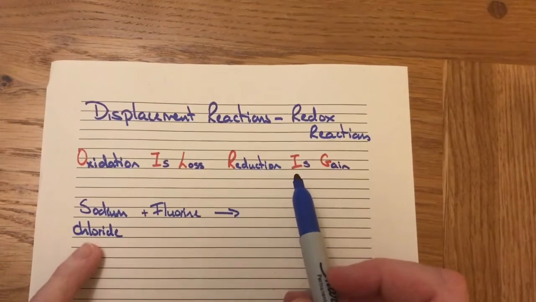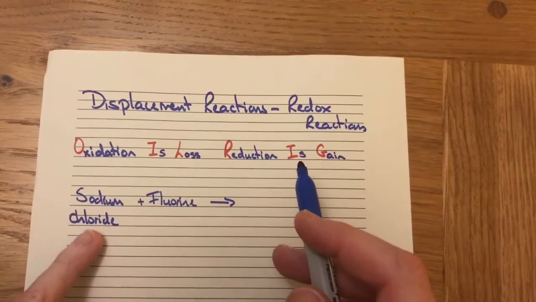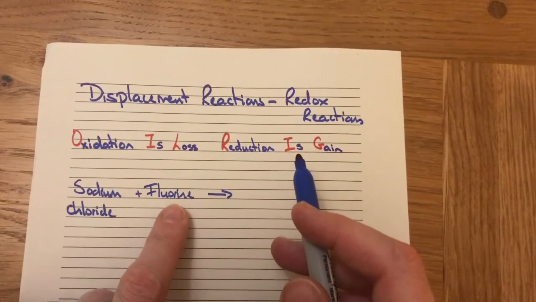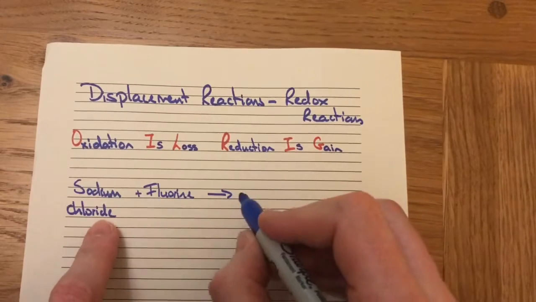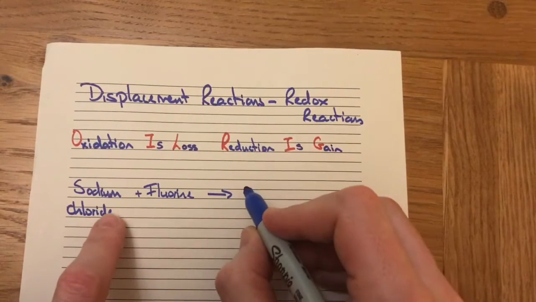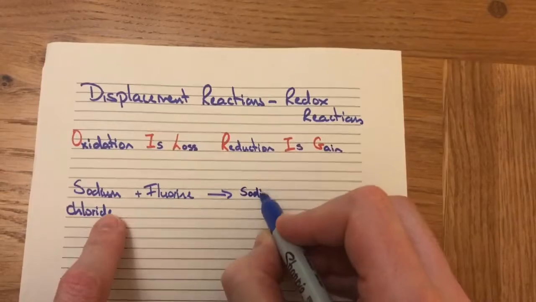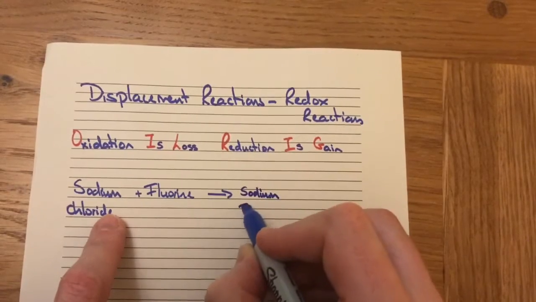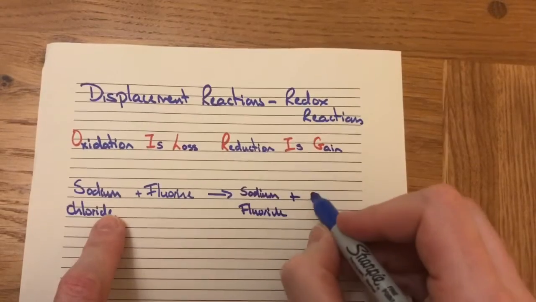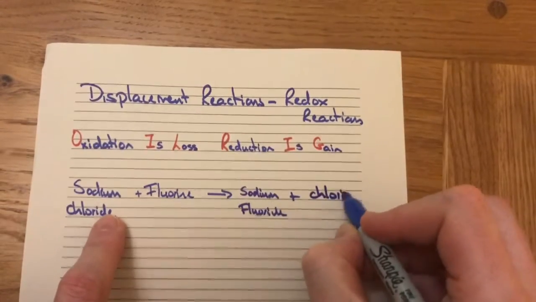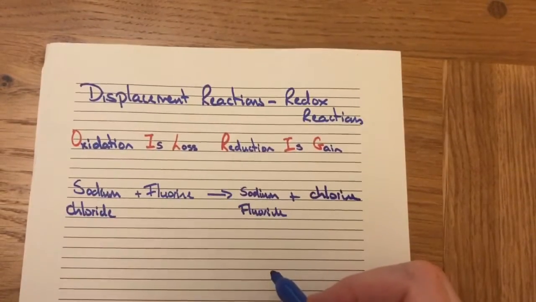So there's going to be my displacement reaction. I've got sodium chloride reacting with fluorine. Fluorine is more reactive than the chloride ion, so this will displace the chlorine from here. So we'll end up with sodium fluoride, and we will displace the chlorine from the compound.